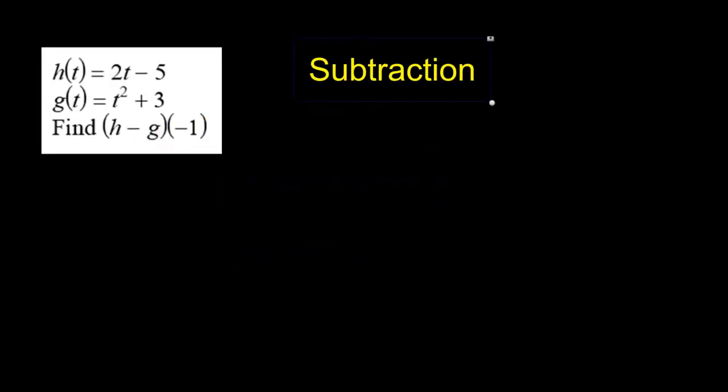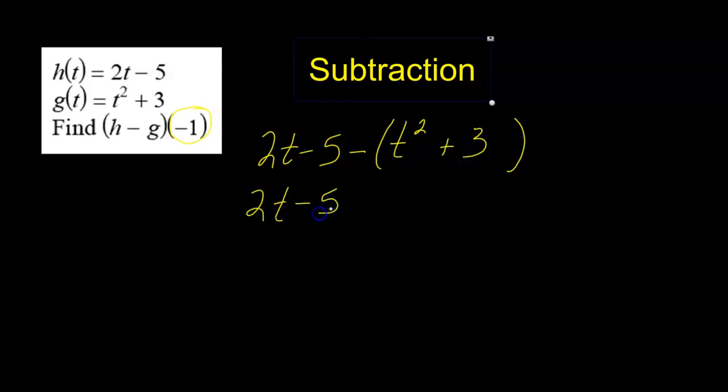Now for this one, they do give us a number to plug in. So you want to take and subtract your functions. So take your h function, which is 2t minus 5, minus your g function, and your g function is t squared plus 3. Make sure you use those parentheses so you don't forget to distribute. Distribute your negative. And then from there, we're going to go ahead, combine like terms.